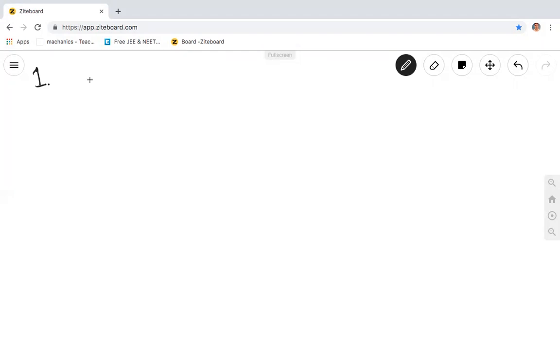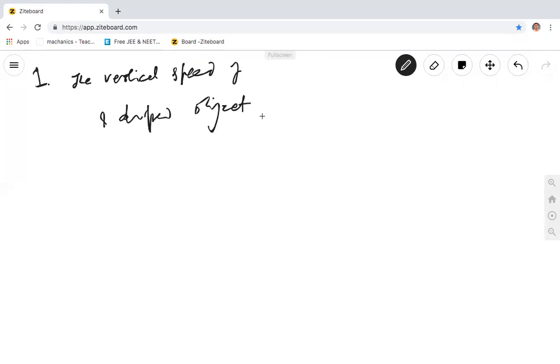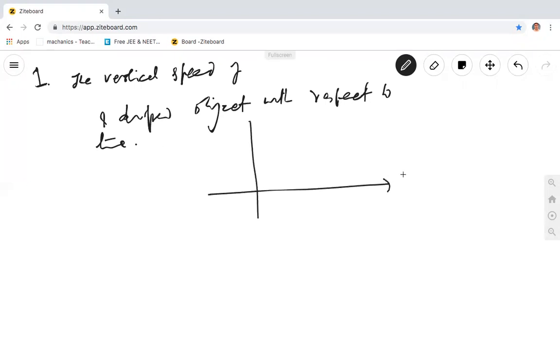Okay, give me the question. I will give you the correct graph. The vertical speed of a dropped object with respect to time. The vertical speed of a dropped object with respect to time. So you had to find a graph between time versus velocity.